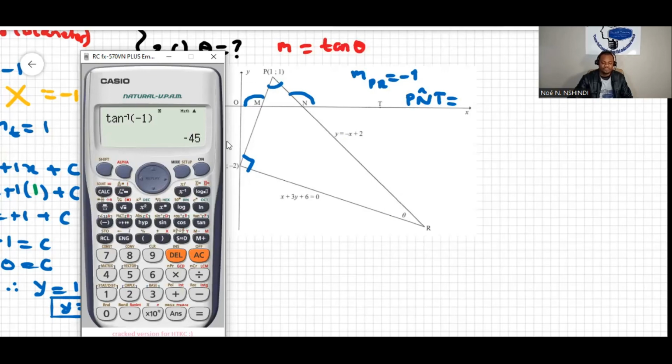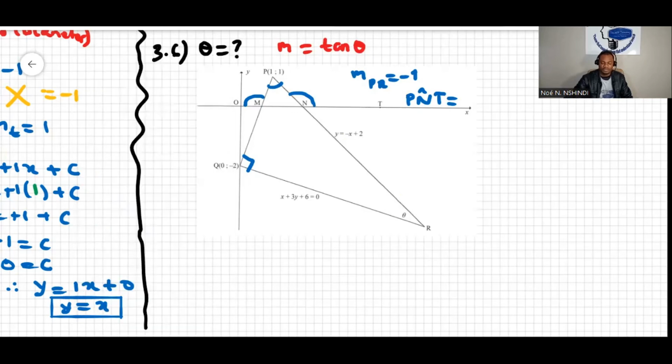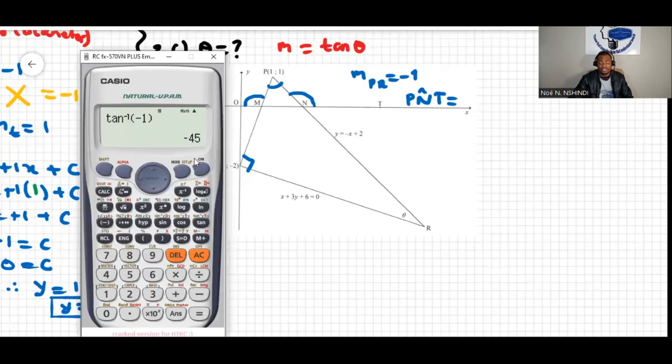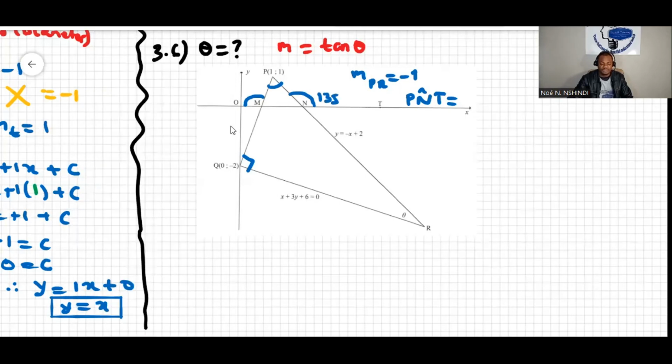So -45. When we get a negative value like this for angles, we just add 180 degrees, and then we get its value. So we find that this angle is 135 degrees.